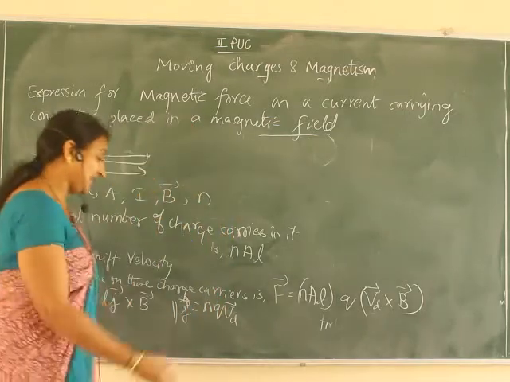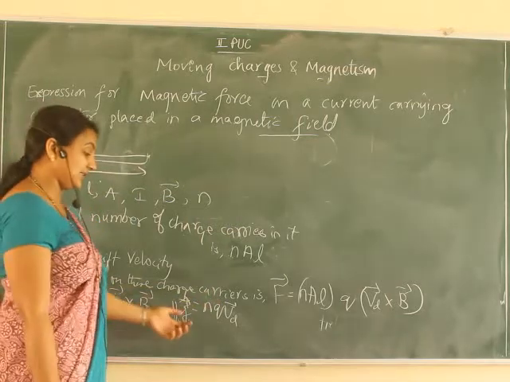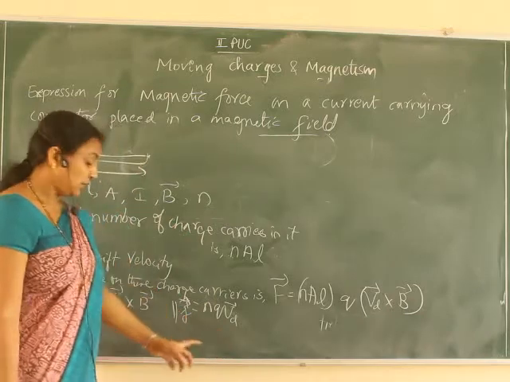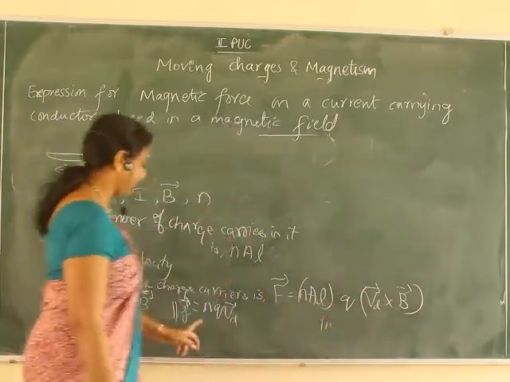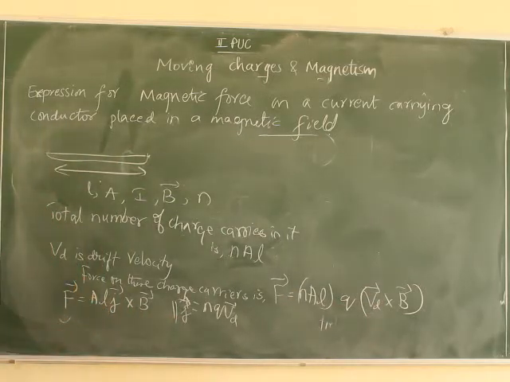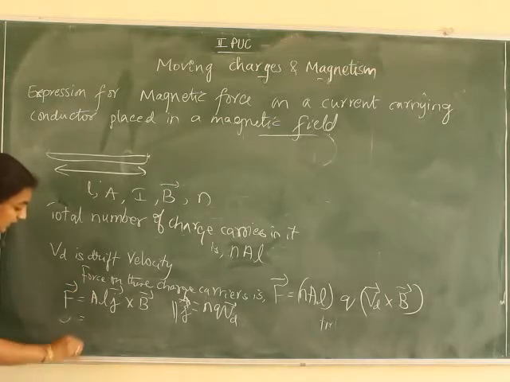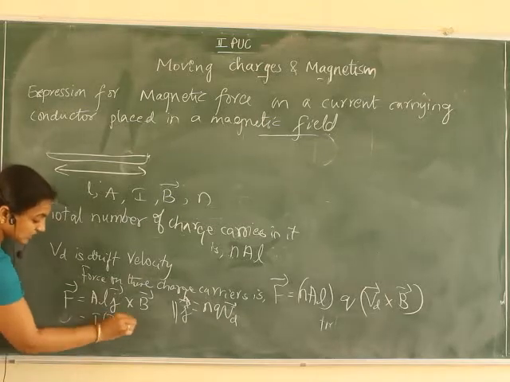Current density J is a vector. In the previous chapter we have learned the expression for the current density, J vector is equal to NQV. Here it is Vd. So in the place of NQVd I can write J. Remaining it is like this itself. Correct? Again I can write I into L vector cross B vector.